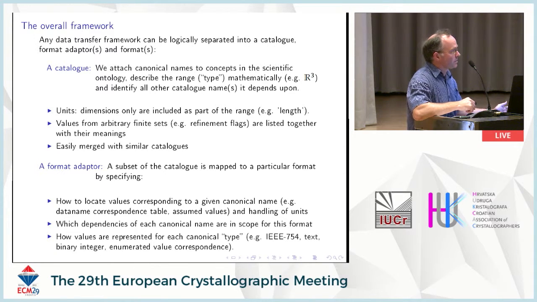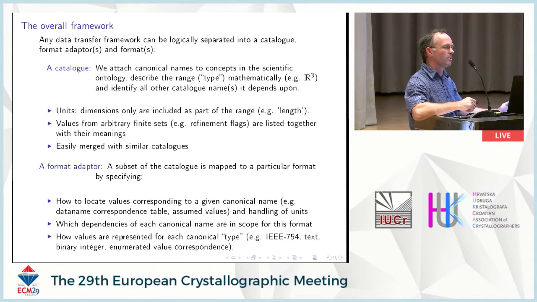And just as a sideline, often we have, certainly in SIF, a small finite set of values that we think something can take. For example, there may be a set of refinement flags that we recognize. So these should obviously also be listed in the ontology. The actual values that you choose are not as important, because at the next stage you'll see you can decide how those are going to be represented in the actual format.